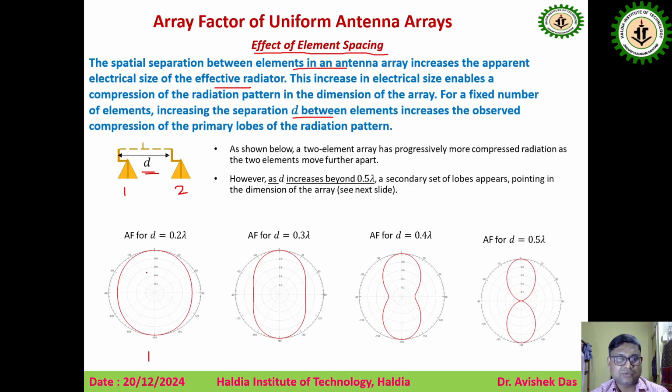This one is figure 1. Here we show the array factor for d equal to 0.2 lambda, here d equal to 0.3 lambda, here d equal to 0.4 lambda, and here d equal to 0.5 lambda. So for different spacing between the two elements, for a fixed number of antennas, what will be the changes? We can see that the radiation pattern changes if we decrease the spacing between the two elements.